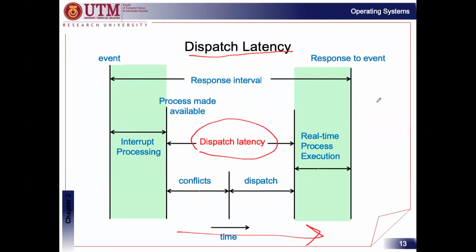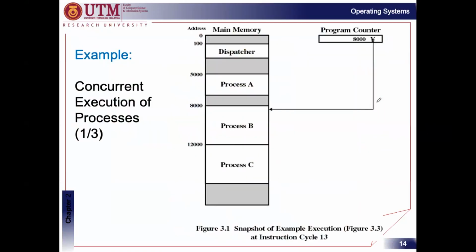Okay, concurrent execution of processes, 1/3. Why do they put 1/3?